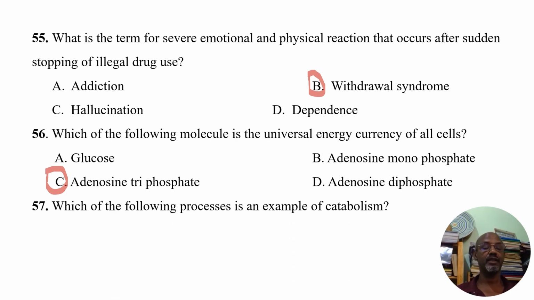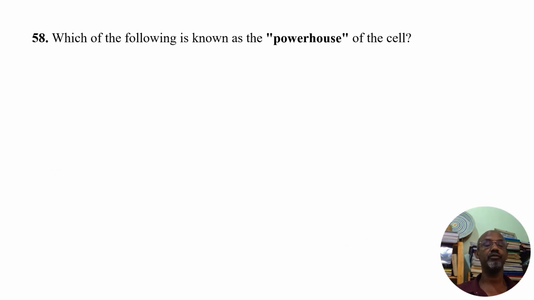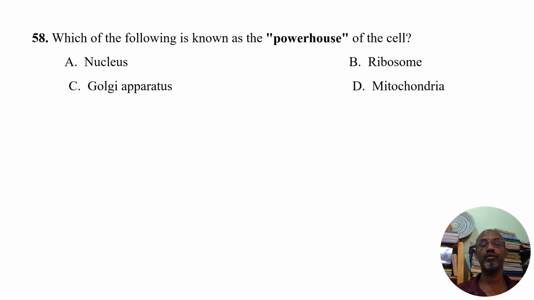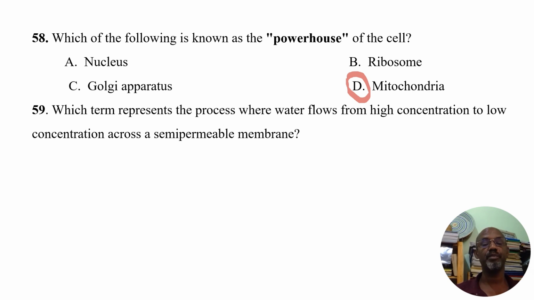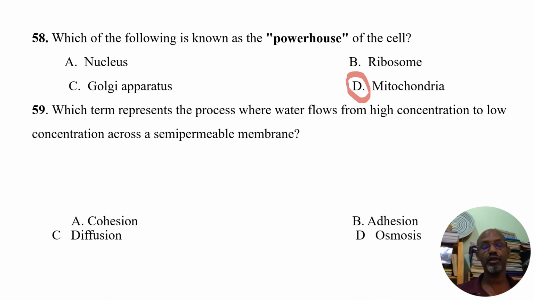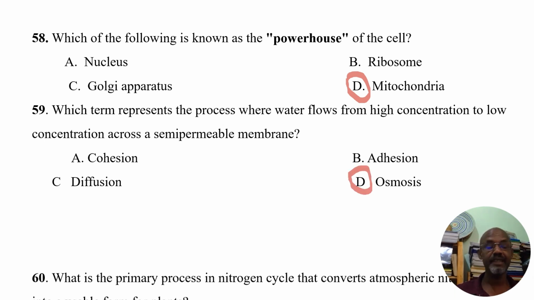Question number 57. Which of the following processes is an example of catabolism, breaking down? Glycolysis is a catabolic process. Number 58. Which of the following is known as the powerhouse of the cell? That's mitochondria. It's very simple, trivial, really. Question number 59. Which term represents the process where water flows from high concentration to low concentration across a semi-permeable membrane? Osmosis is the answer. Question number 60.